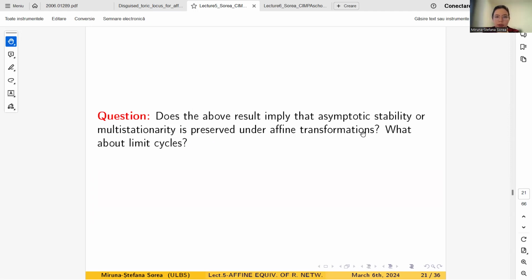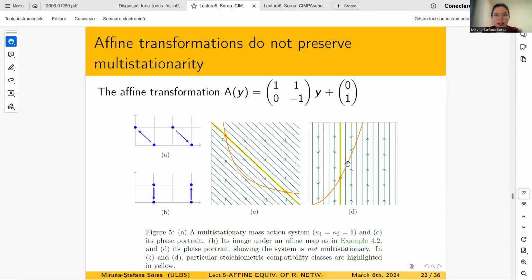Now, again, the question is, does this bijection or this result imply that we also preserve asymptotic stability? Do we also preserve the capacity for having multiple steady states in the same stoichiometric compatibility class? And also, do we preserve the existence of limit cycles under affine transformations? And here the promised examples appear.